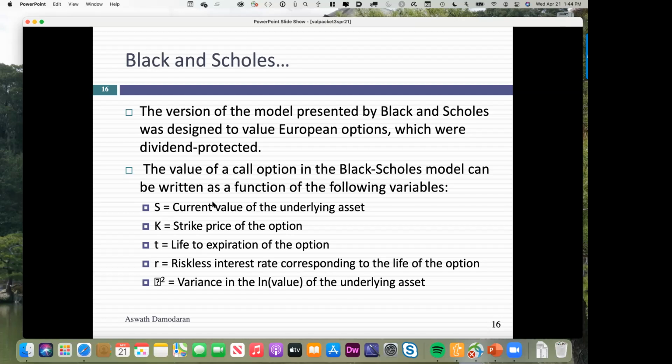The value of a call is a function of S, which is the current value of the underlying asset, K, which is the strike price, T, which is the life of the option, r, which is the riskless rate, and sigma squared, which is the variance. S, K, r, T, and sigma squared. What's the missing variable? Out of the 6 that I listed earlier, what am I missing? Nick?